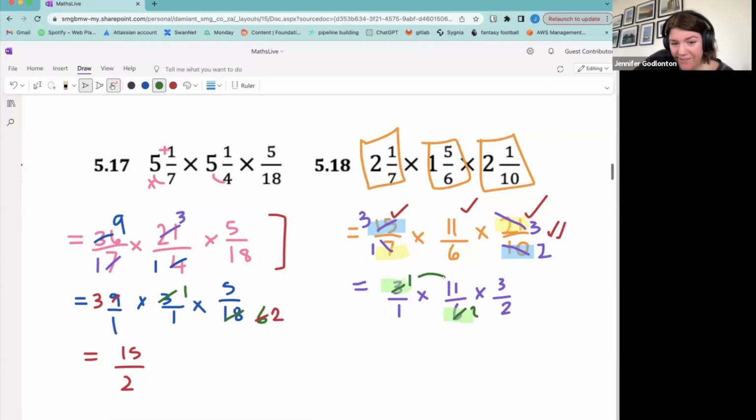So 1 times 11 is 11. 11 times 3 is 33. So we're going to have 33. And at the bottom, 1 times 2 is 2. 2 times 2 is 4. So we're going to have 33 over 4.